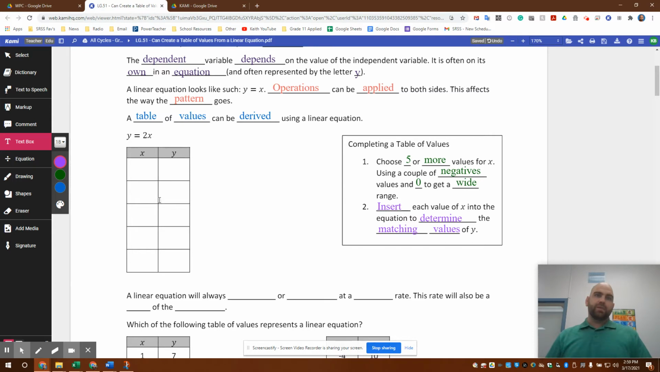What we're going to do here is come up with our values. We have x and y. Let's come up with some negative and positive values for x. Now I'm going to use some basics here. I'm going to use -2.